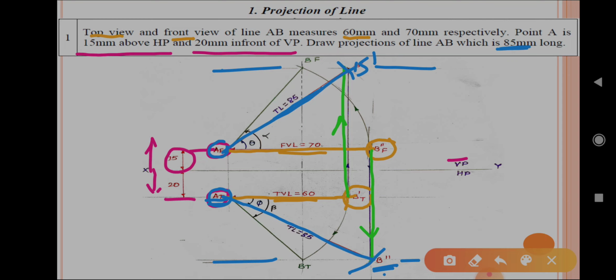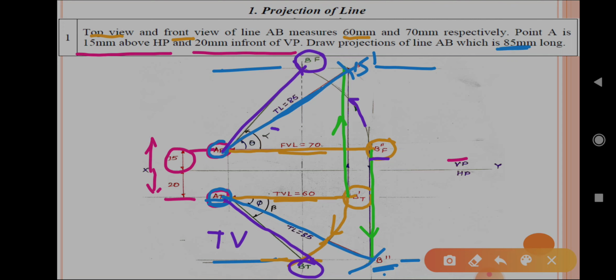From B dash T draw the arc that cuts the locus point, we get the point B T. At the cut point B T we connect A T to B T, this is the top view. In a similar way draw the arc from B double dash F that cuts the locus of B dash, so we get B F. Connect A F to B F and you can complete the projection.